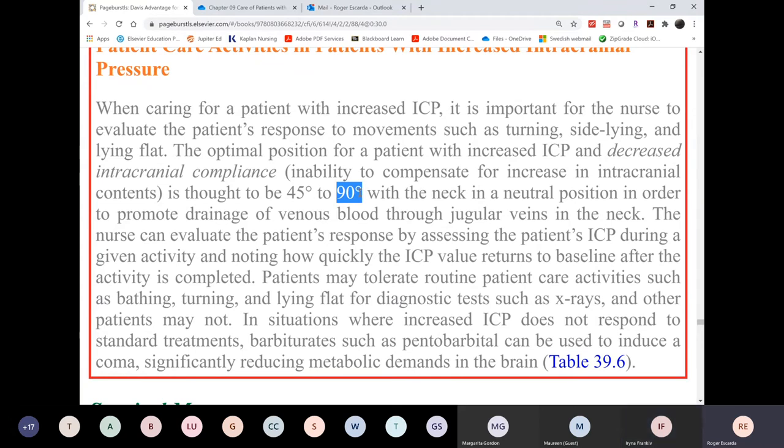So we need to keep it a little bit lower because we can still maintain the head in a neutral position at 45 degrees. So let's stick with 45 degrees. Yeah, 30 to 45. Okay, 30 degrees would also help with the bed sores, the pressure ulcers. Remember, the higher your head of the bed, the more pressure you'll have on the ischium, sacrum, right? So 30 or 45 would be great. So the head, or the neck, should be in a neutral position, because we want to maintain drainage of blood back into the heart.